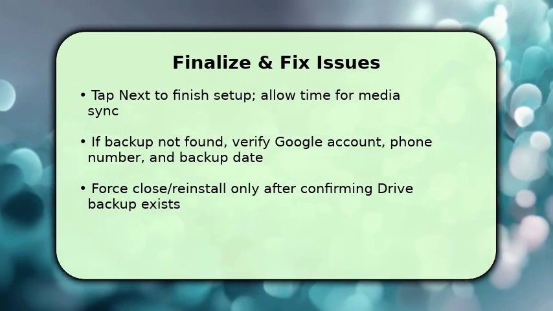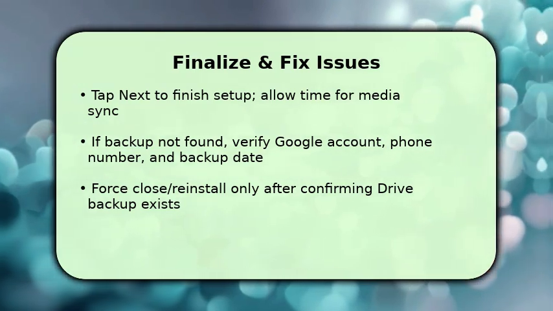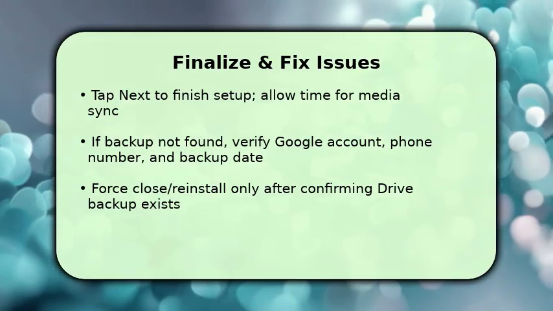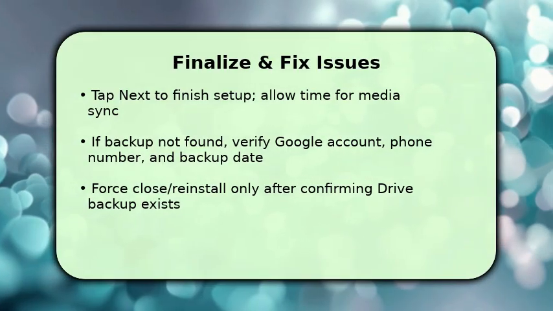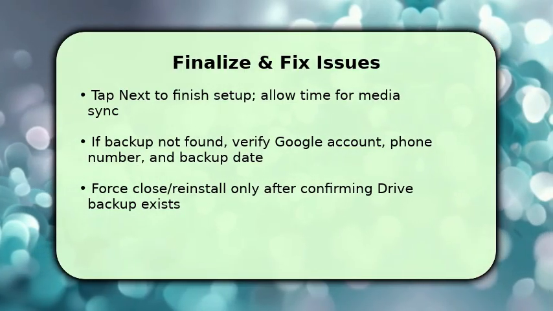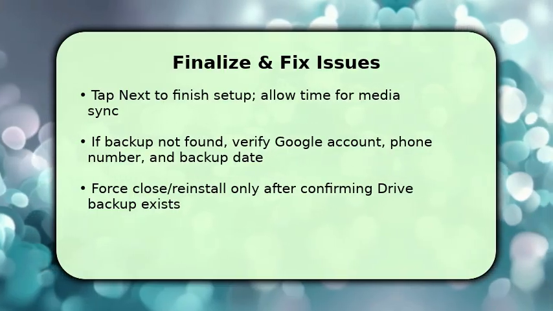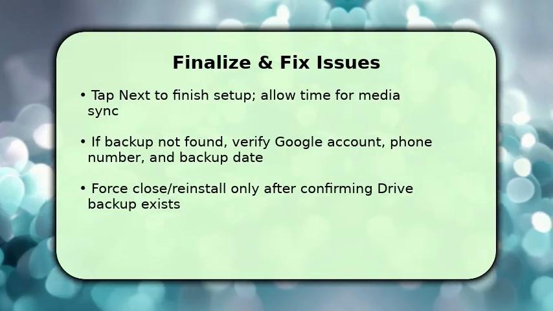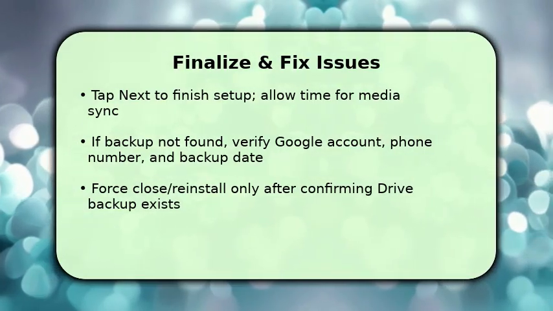If you don't see a backup, make sure you signed into the exact Google account and use the same phone number. Check the backup date in Google Drive settings. Once confirmed, you can retry. If problems persist, clear app cache or reinstall WhatsApp only after verifying the backup exists to avoid losing local data. This troubleshooting step fixes most issues.